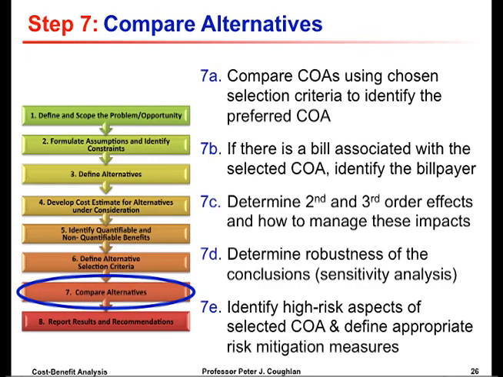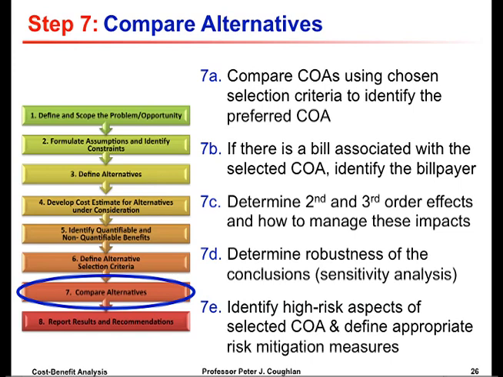Step 7 is the actual comparison. Now we're going to compare alternatives. We're going to figure out which ones we want to choose. We're going to compare them. Depending on your version, the Army Cost Benefit Guide has changed over time, but there are either 4 or 5 things that the Army CBA guide breaks it down into. So we have 7A through 7E. A is simply the actual comparison. Compare the costs of the courses of action using the selection criteria you chose in the previous step, and identify the preferred. You rank them, and you choose your optimal.